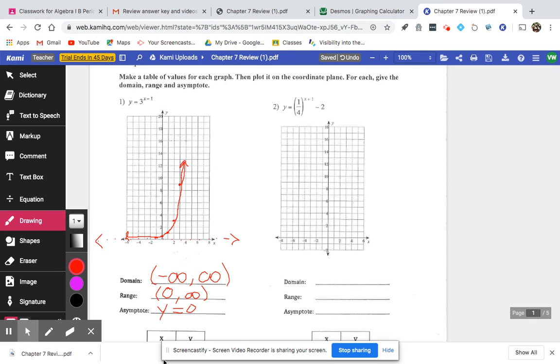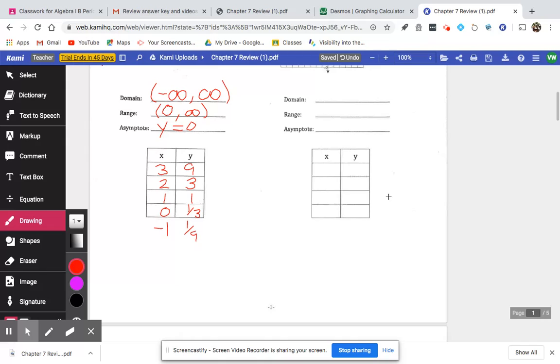On to number 2. Here we have a fraction. Don't let that fraction fool you. Let me scroll down so we can start plotting some values. Again, I'm going to try to pick relatively nice numbers, but with that fraction, it might be a little bit difficult for you. I'm going to pick 0 first.